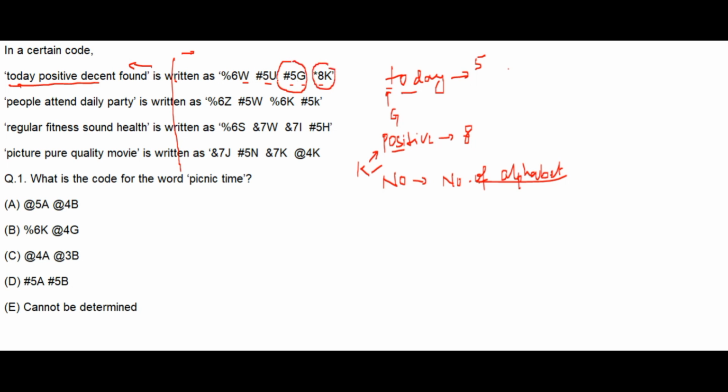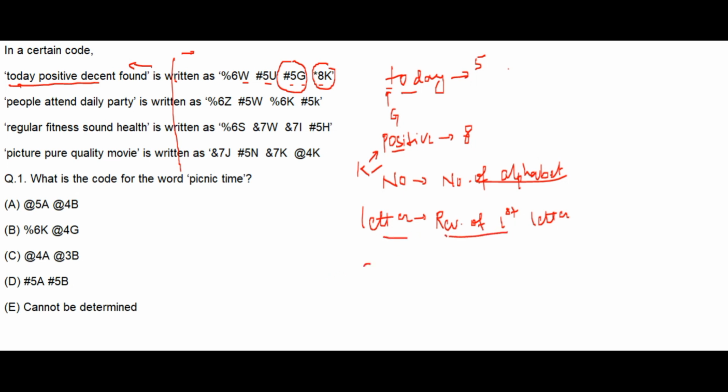So we can say that the logic of the alphabet, or the logic of the letter, is based on the reverse alphabet of the first letter. So the logic based on the letter is the reverse alphabet of the first letter.